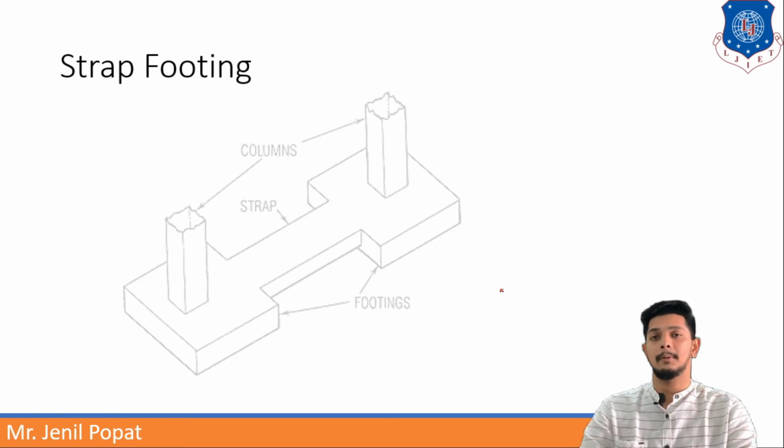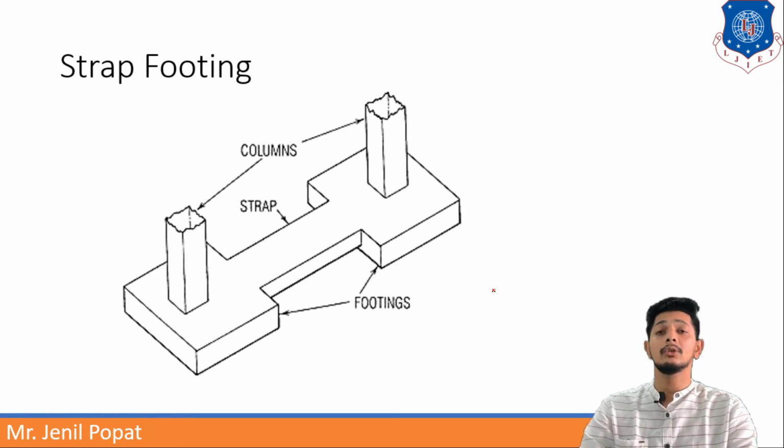Strap footing. Here you can see two columns are joined with a strap, or we can say strap beam. When two columns or two footings are joined with a strap beam, they are known as strap footing.